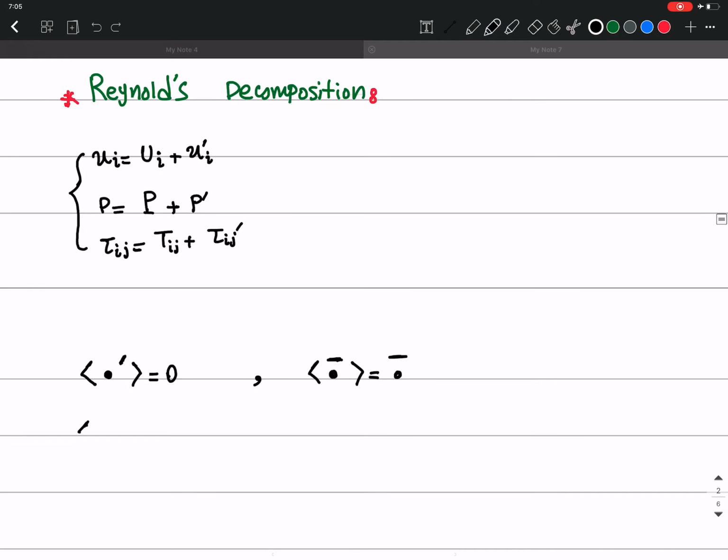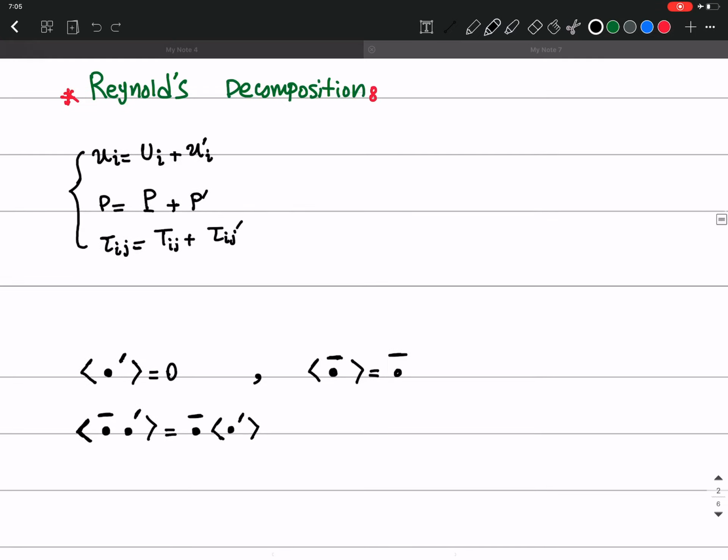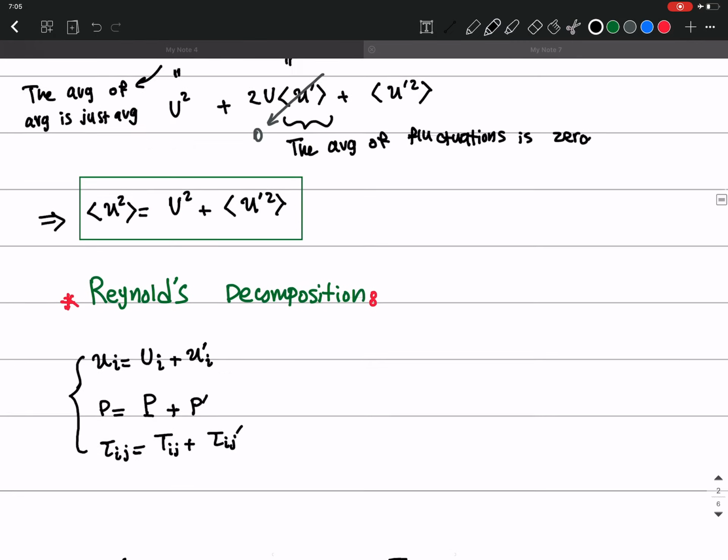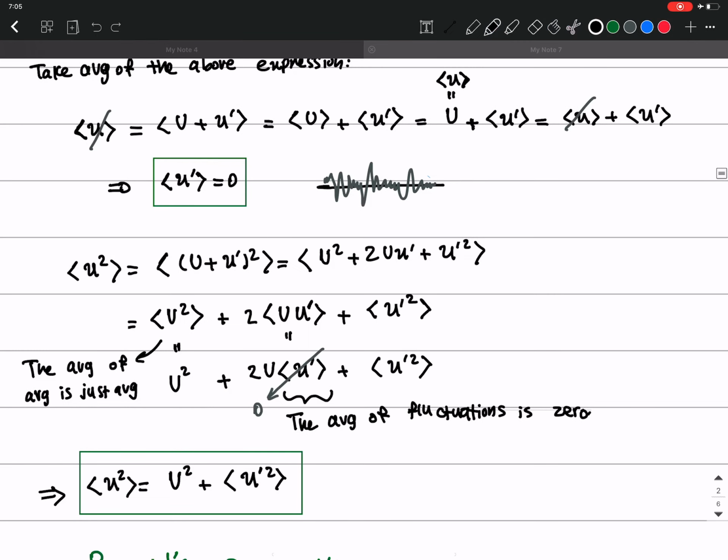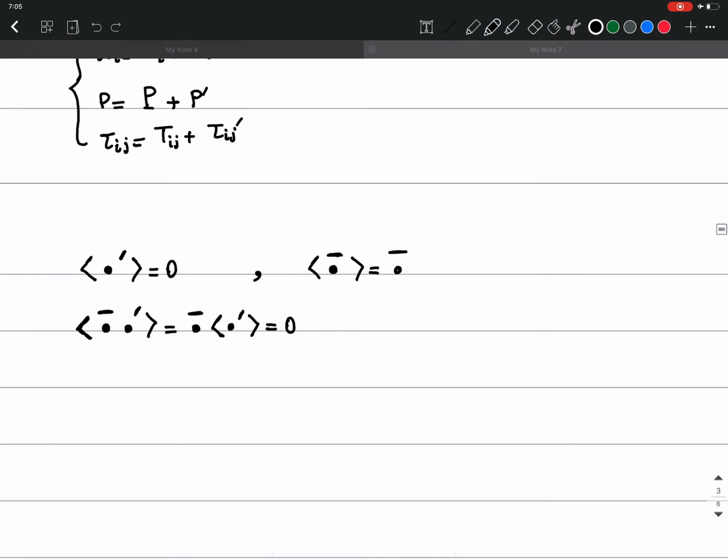The other rule is when you have the multiplication of an average variable and a fluctuating part, and then take the average of this. Because the average is just a number, you can take it out, so it is going to be the average quantity times the average of the fluctuating part. And we know this part is 0, so this is just going to be 0. And we used it here. So this is a general rule for this.